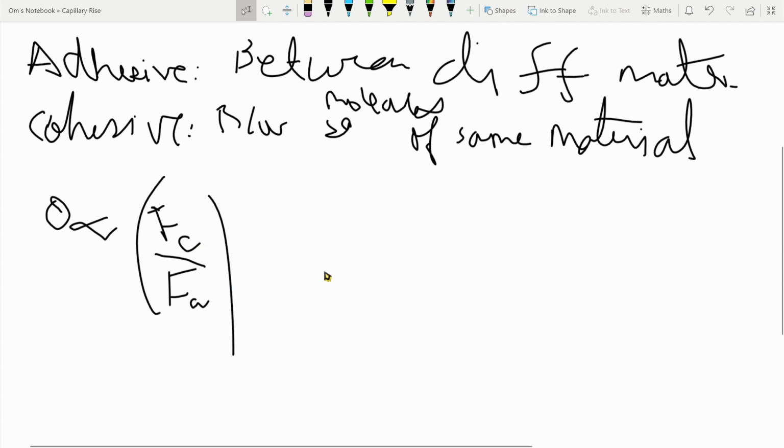Also note that this is not a strict mathematical relation. This is merely something that I wrote to help you get a better idea of how the contact angle varies with the magnitudes of the cohesive force and the adhesive force. So just something to note there.